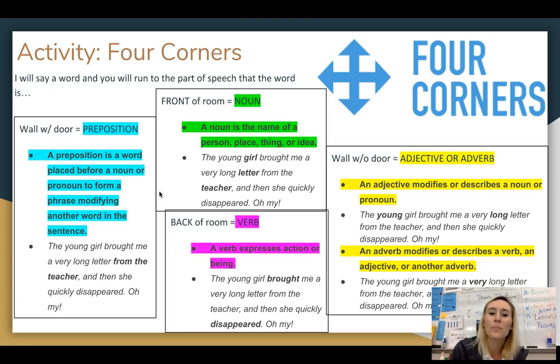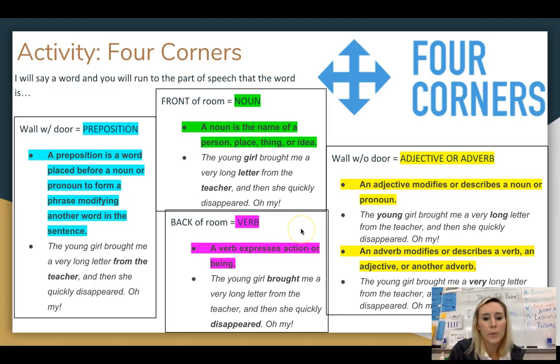Nouns are the names of places, people, and things or ideas. A very young girl brought me a very long letter from the teacher, and then she quickly disappeared. Oh my. So girl, letter, and teacher in that are all nouns. You can also have things that are ideas like love. That's an abstract noun. As a general rule, though, nouns are things that you can touch, but again, like I said, there are some abstracts in there like ideas.